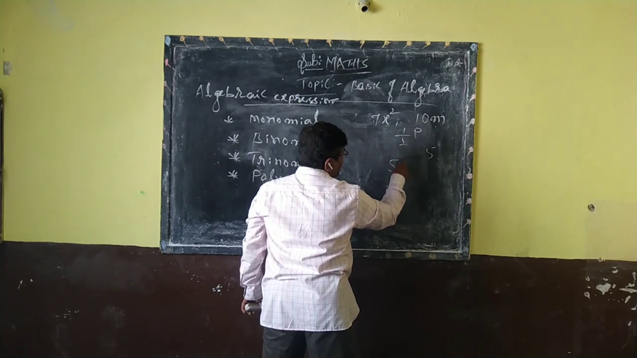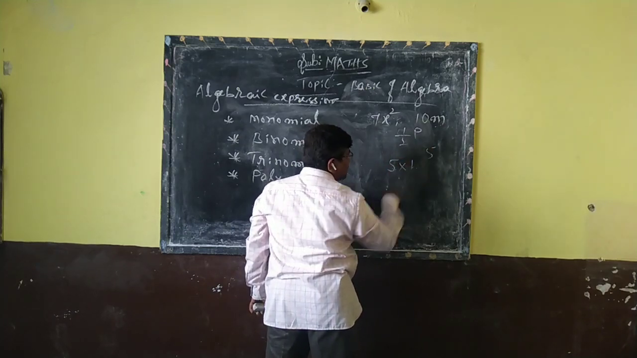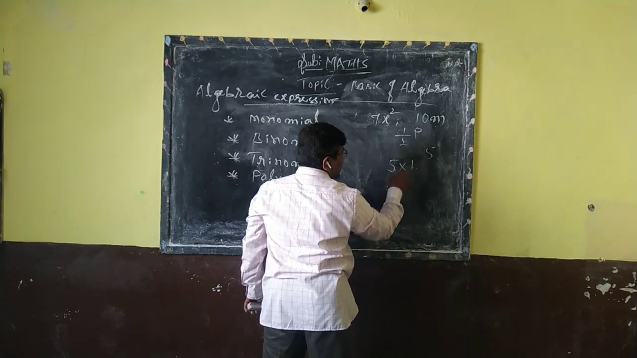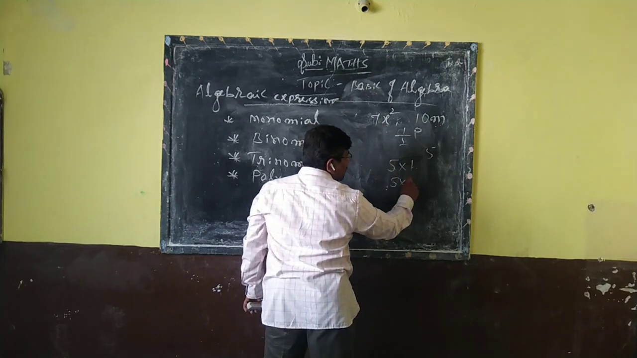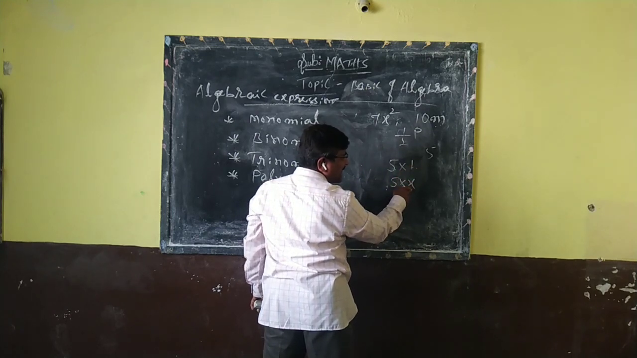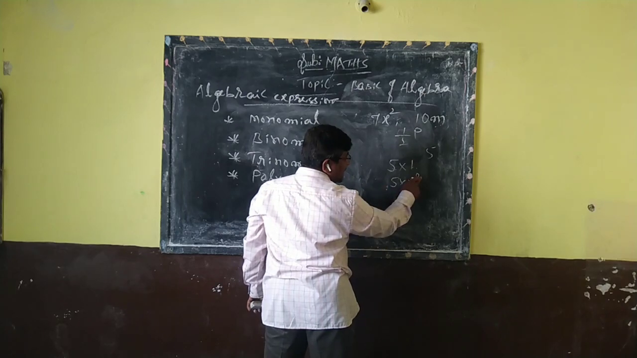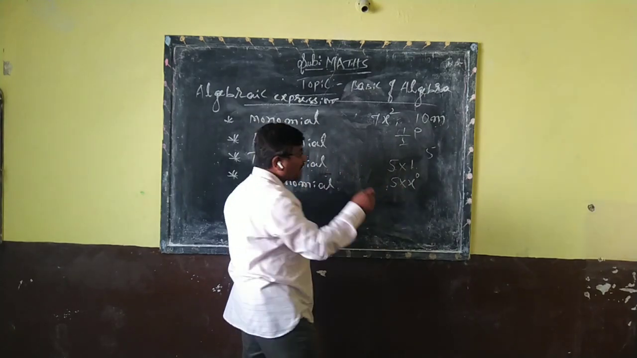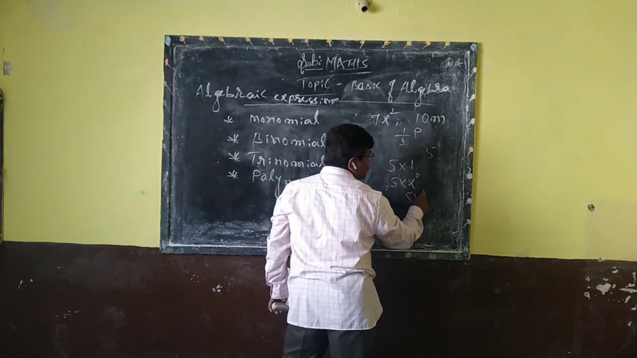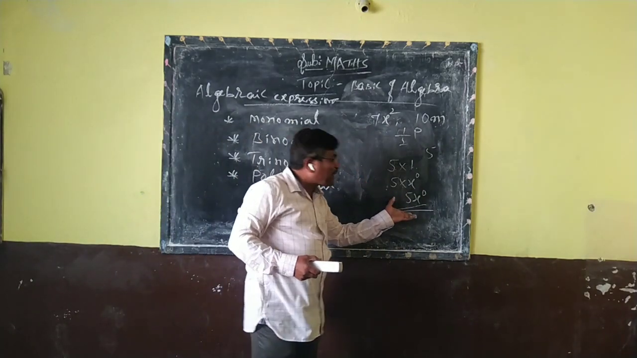You can write 5 as 5 into 1. It can be rewritten as 5 into 1, which is 5 itself. And instead of 1, you can take any variable x, y, a, b, c and put the power 0. Any variable raised to the power 0 is 1. Then again it becomes 5 with x to the power of 0. So you can say this is also a monomial.